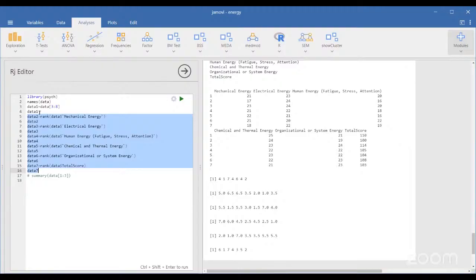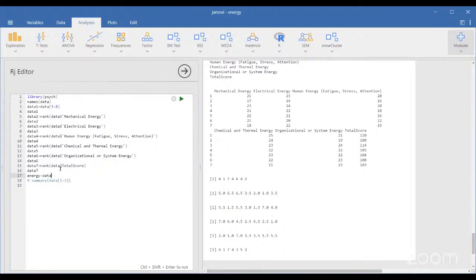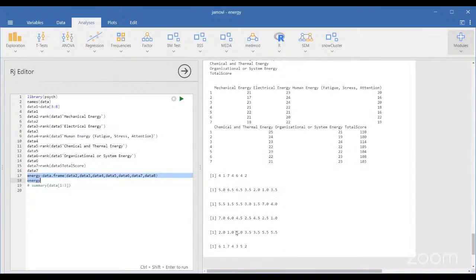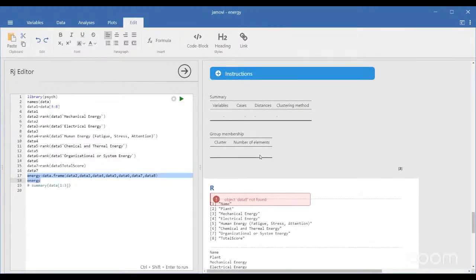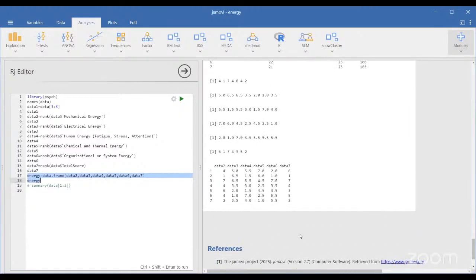Done, na? Done, sir. Okay, now you make a data frame. So I'm writing. You write down data energy. Energy can I write? Acha, energy equal to data dot frame bracket. First one is the data 2. What is happening? Object 8 is not there. So here is. Yeah, correct.